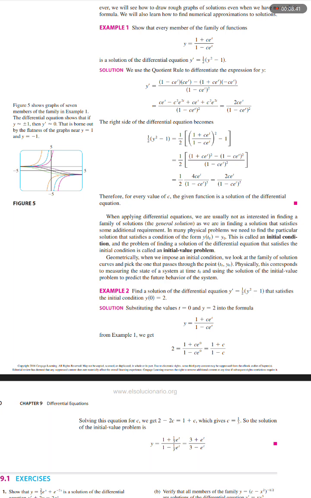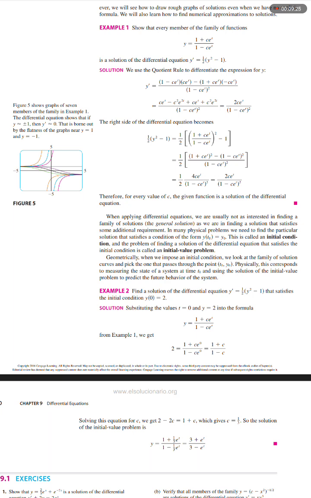When applying differential equations, we are usually not as interested in finding a family of solutions, the general solution, as we are in finding a solution that satisfies some additional requirement. In many physical problems, we need to find the particular solution that satisfies a condition of the form y(t0) = y0. This is called an initial condition, and the problem of finding a solution of the differential equation that satisfies the initial condition is called an initial value problem.